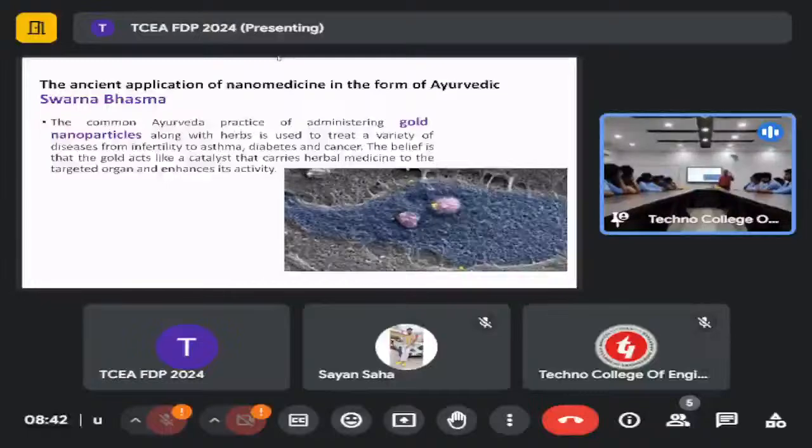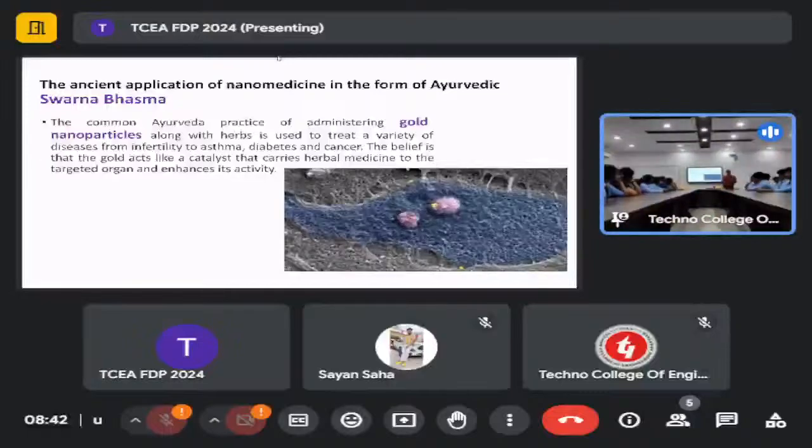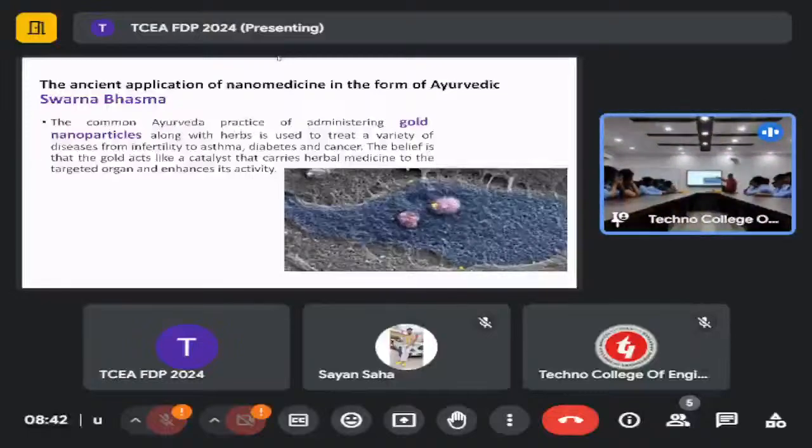The finer the gold nanoparticles, the finer the medicine will be, because gold nanoparticles act as a catalyst. Or you might have heard about the drug delivery system. People use gold nanoparticles as a drug delivery system, because gold nanoparticles carry the medicine to that particular site of cancer or other part, and the reactivity actually enhances.